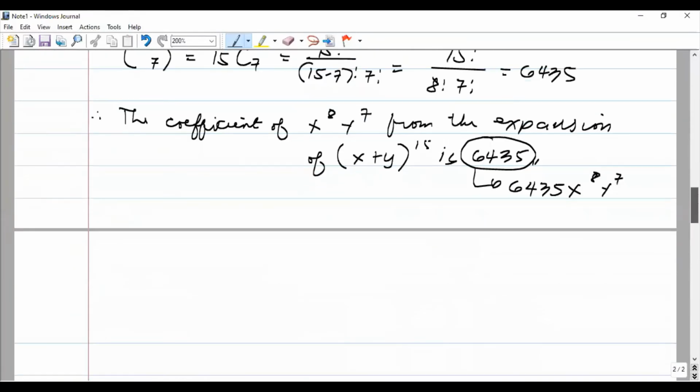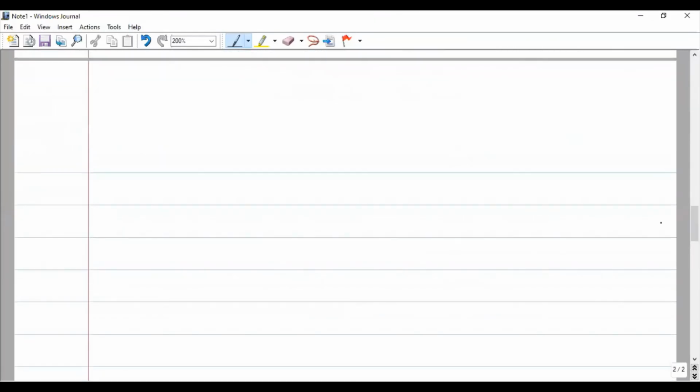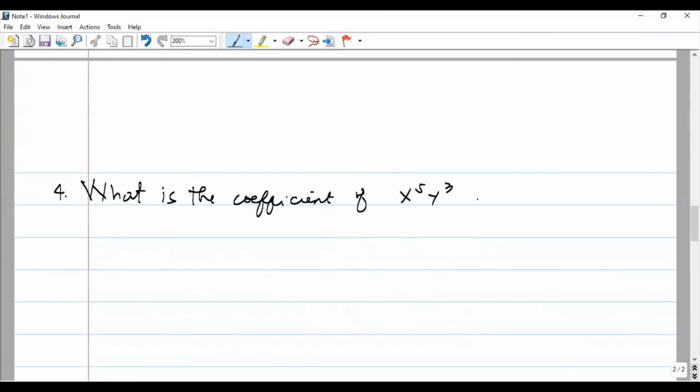So next problem, we have example number 4. Example number 4. So what is the coefficient of x to the 5th, y cubed in the expansion of 2x minus 3y raised to 8?